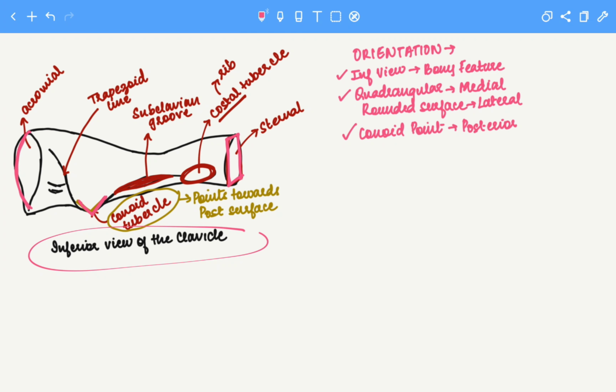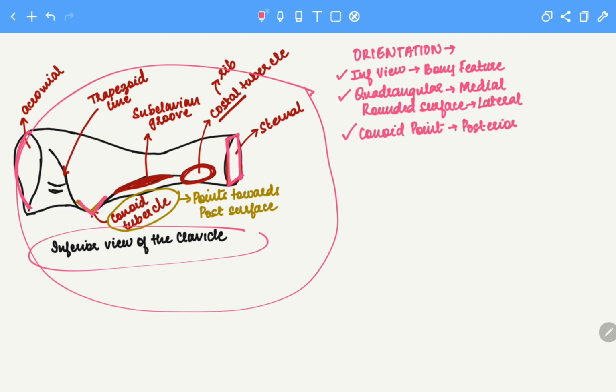Using these facts of orientation, we can figure out whether the clavicle is the right side clavicle or the left side clavicle. So let's figure out which side does this clavicle belong to. So it has the sternal end over here. That means this side should be medial and this side should be lateral. This is the inferior view because we have all the bony features over here, and this is going to be the posterior side. So therefore, this might be the right clavicle.